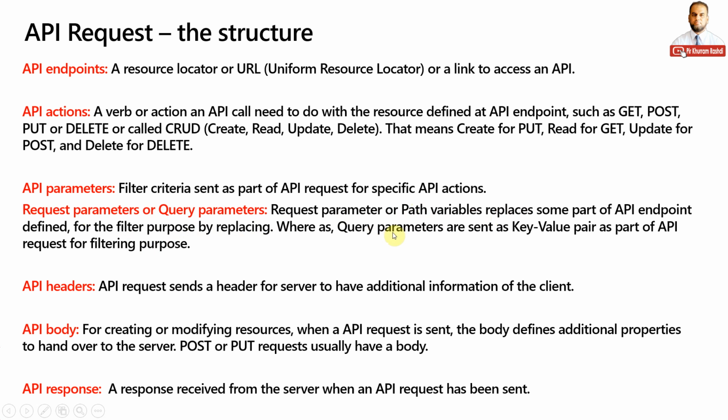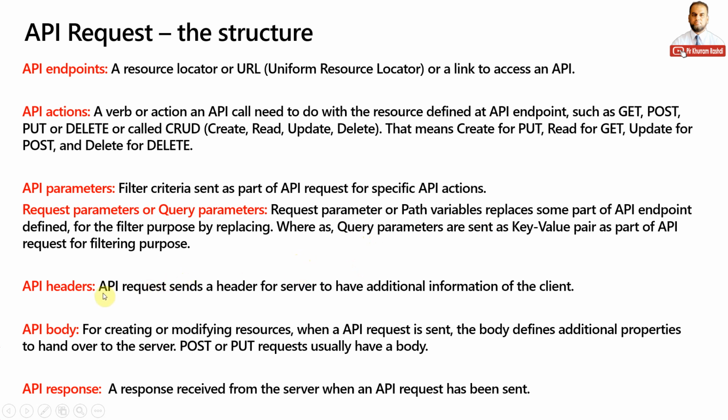Whereas the query parameters are sent as a key value pair as a part of the API request for filtering purposes. The path parameters will replace the endpoint URL. Within that URL string, it will place the path variable. So that is the only difference. Request parameters and query parameters are sent as a key value pair. So both are for filtering purposes as a whole.